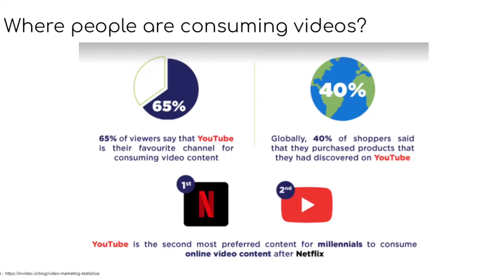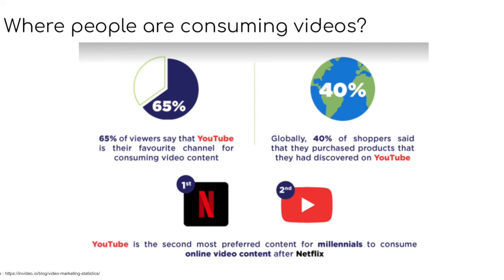Now, 65% of the viewers say that YouTube is their favorite channel for consuming video content, and globally 40% of the shoppers said that they purchase products that they had discovered on YouTube. So even from a business point of view, these platforms are very critical, because when someone watches a video, they get convinced that okay, I want to buy this product. So for a brand, it's very important that they have a video strategy. They should have a video channel, and when they put up a channel, they should put up some informative things to help people understand what exactly their product is and in what scenario their product can be consumed. So that's where it's there.